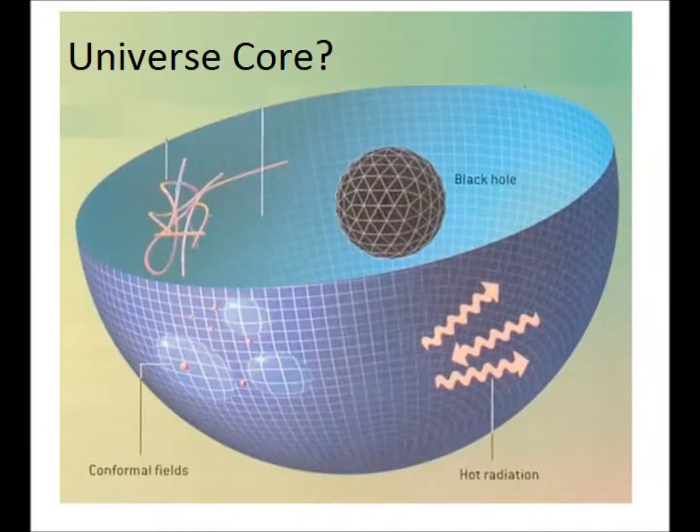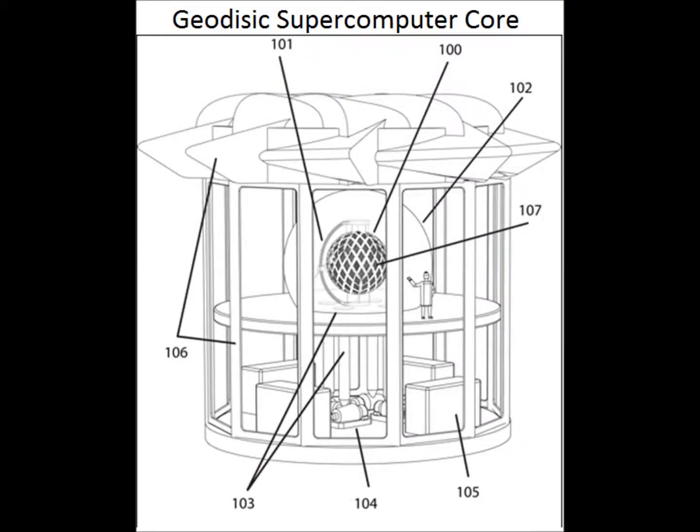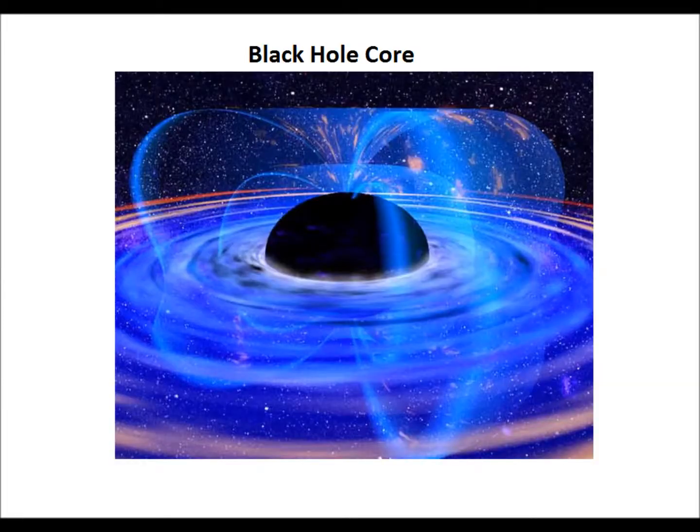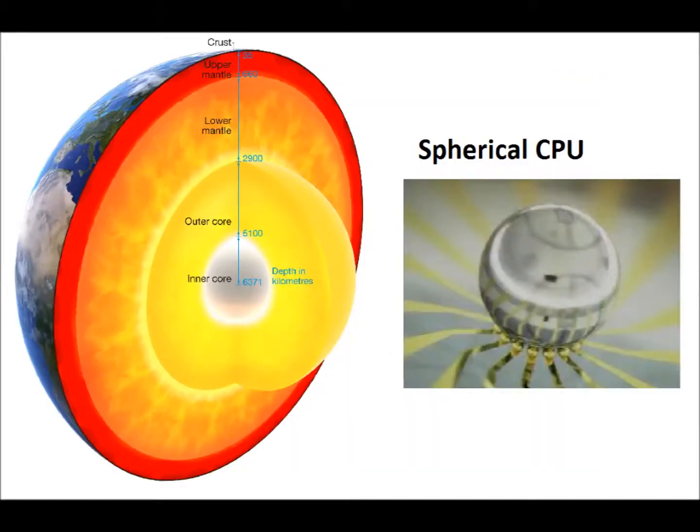The center of the universe would probably be the central computer core. Supposedly there's a black hole at the center of the universe. These black holes supposedly pull in huge amounts of matter, which probably include information.